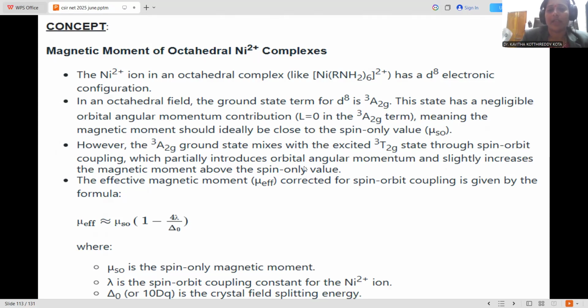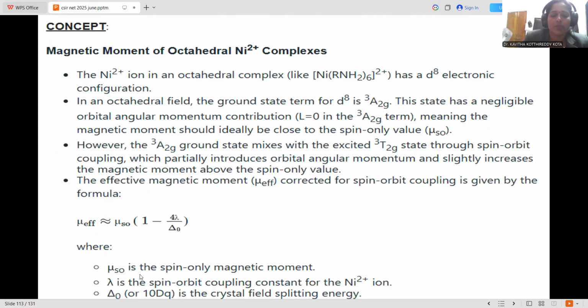It slightly increases the magnetic moment value above the spin-only value. Actually, at the ground state there is provision only for the spin-only value, but if you are exciting it, in the excited state there is provision for a slight rise in the spin-only value, since the orbital contribution is also taken into part over there. At that condition, the effective magnetic moment mu effective is corrected. Spin orbit coupling is given by the formula: mu effective equals mu SO times (1 minus 4 lambda by delta naught).